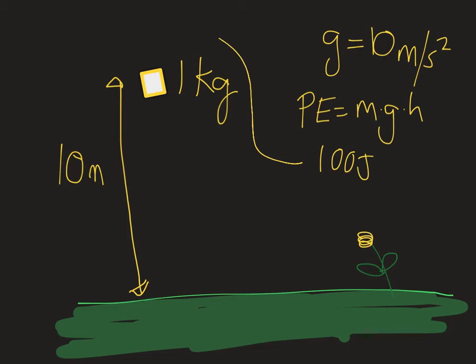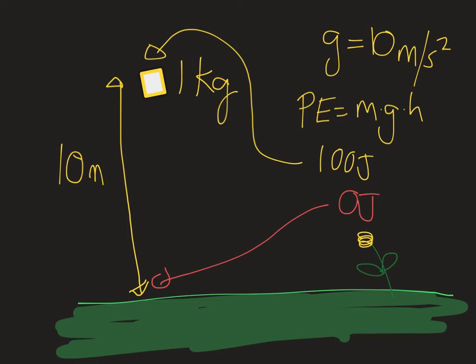And if you multiply anything by 0, you get 0. So whilst at the top, at 10 meters high, its potential energy was 100 joules. When you get all the way down to the bottom, it's got a new potential energy of 0 joules. So all that energy seems to have disappeared. It's certainly not part of potential energy.